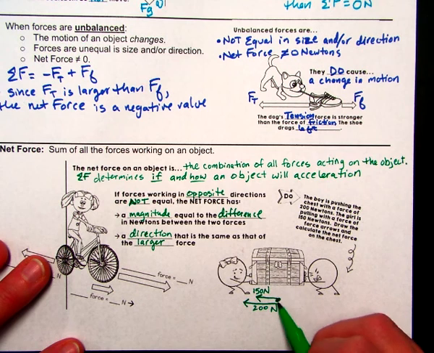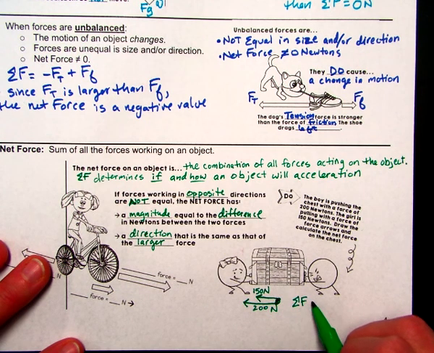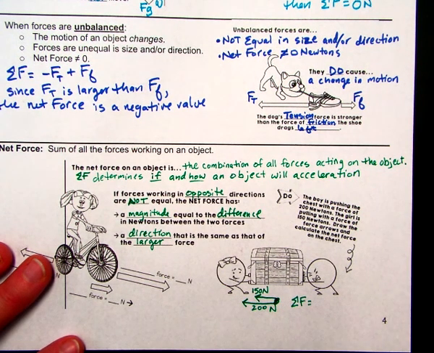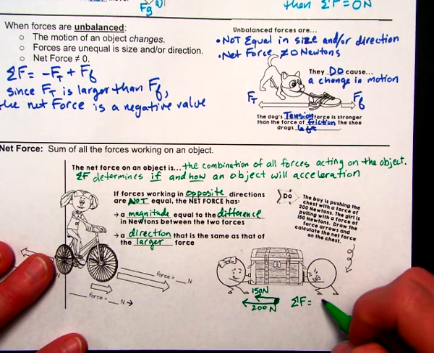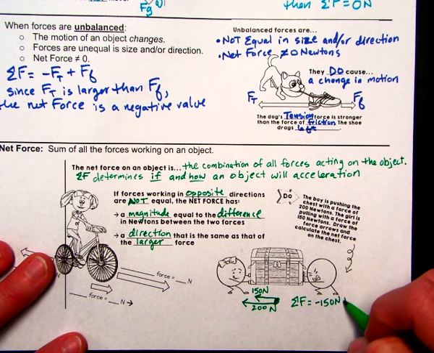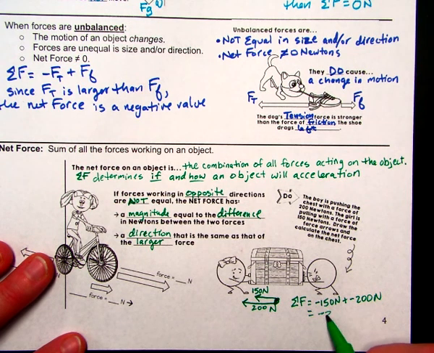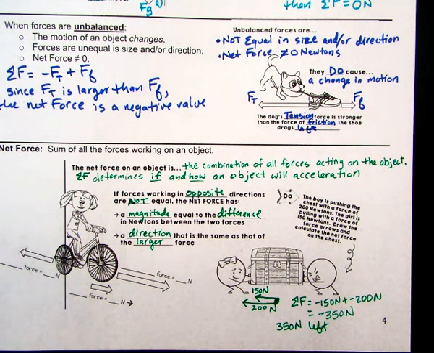So what is the net force here? It's up to you, we can assign left to be positive if we want, or we can assign it to be negative. If I make left negative, this is going to be negative 150 newtons plus negative 200 newtons, which is going to equal negative 350 newtons, which means the net force is really 350 newtons to the left. So it's going to have direction. Does that make sense?